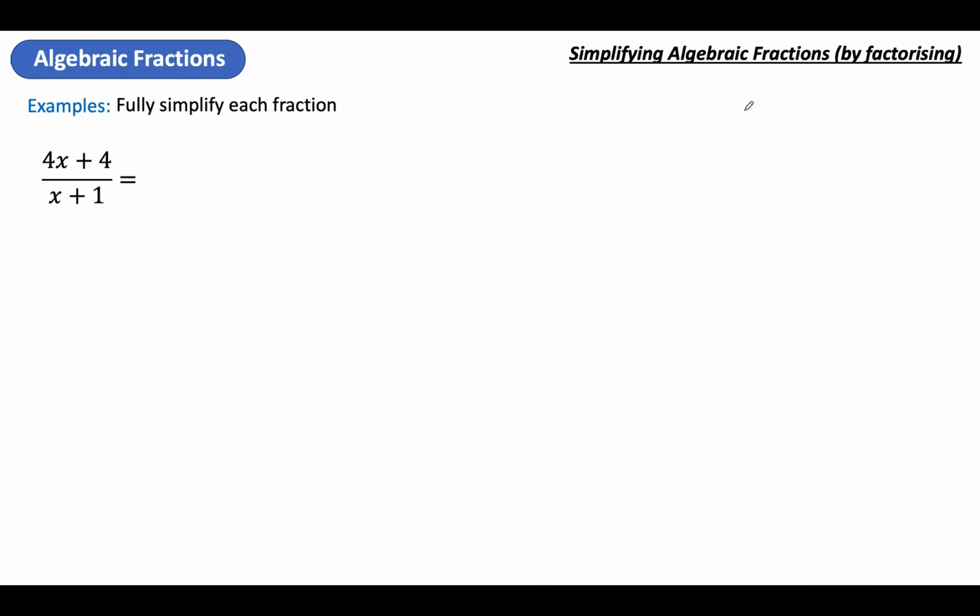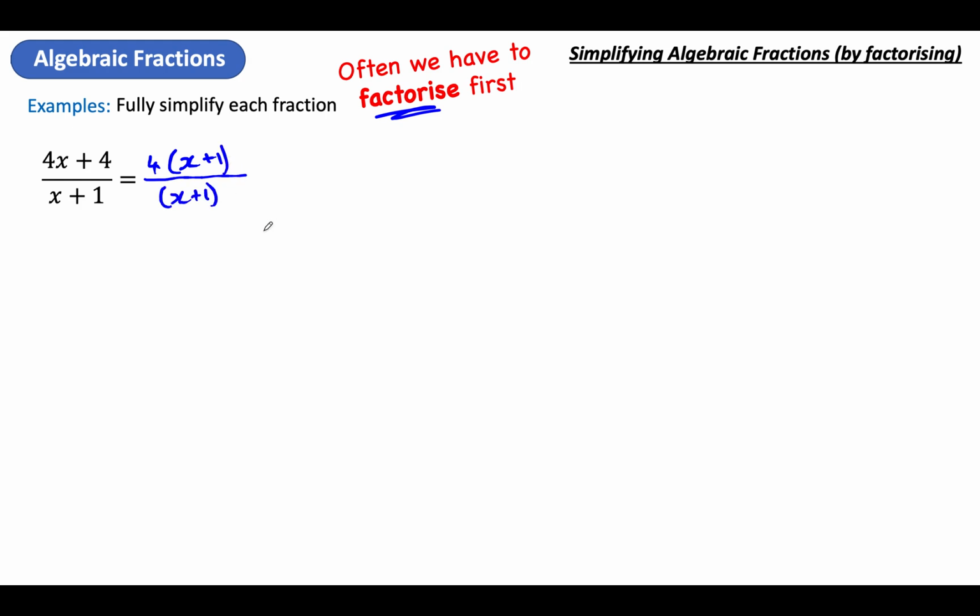Unfortunately, they tend not to make it that simple. Often we have to factorise first, all right? But it's not a hard job, and they usually give you a bit of a hint. Like there's an x plus 1 here. I suspect that will come up when I factorise the top of this first. So factorise first: 4x plus 4 would factorise to 4 times x plus 1. Oh, and what do you know? That matches the x plus 1 underneath. So it cancels out to leave 4.